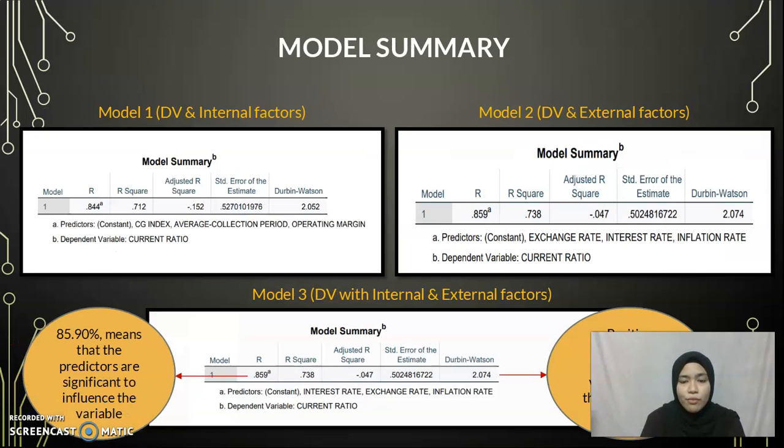Model summary. From this table, we can know that 89.90% means that the predictors are significant to the influence variable, and the Durbin-Watson is positively correlated because the value is bigger than 1.5 and less than 3.